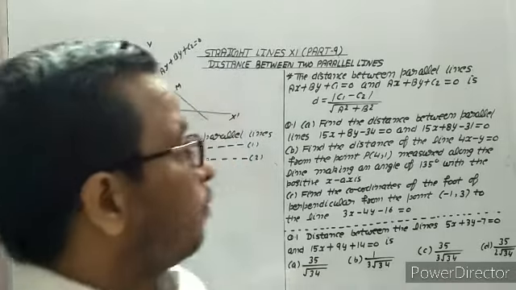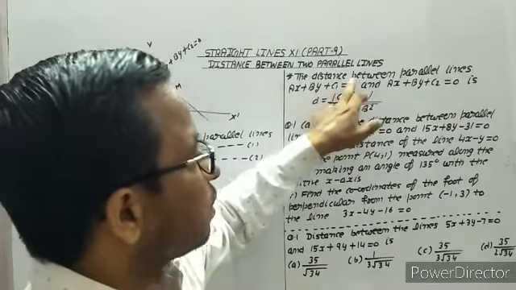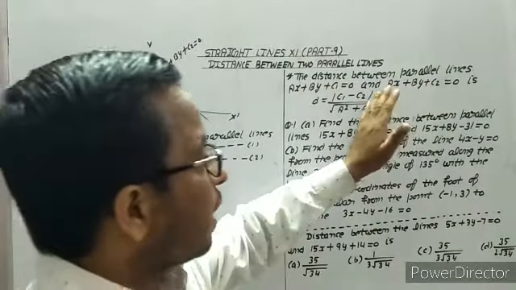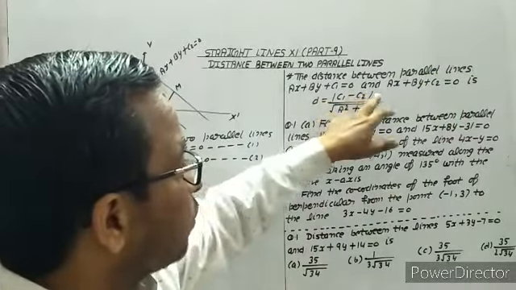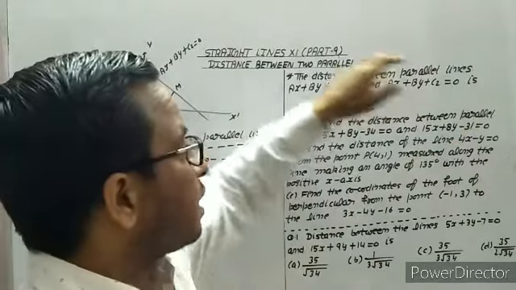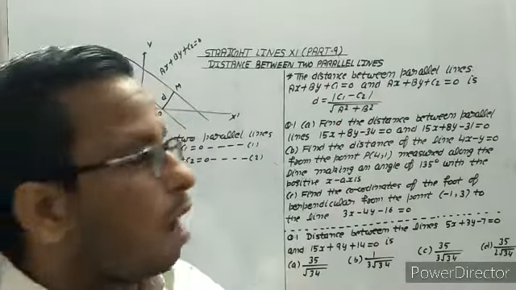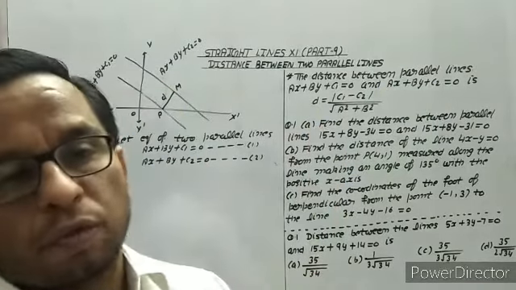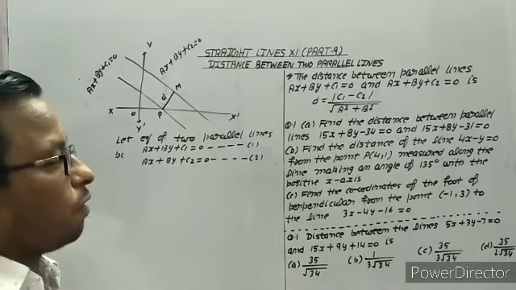That is why we say the distance between parallel lines ax plus by plus c1 equals 0 and ax plus by plus c2 equals 0. Now look at this: in these two equations, only the constants are different. So what will this distance be? D is equal to modulus of c1 minus c2 upon under root a square plus b square. Now, how does this result come? So let's do the proof of this part.